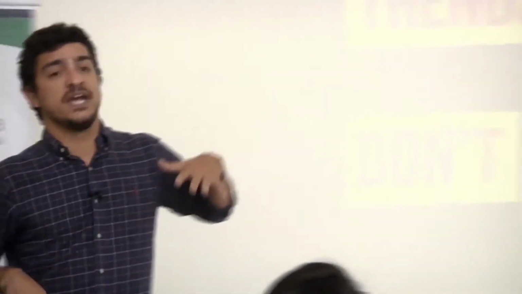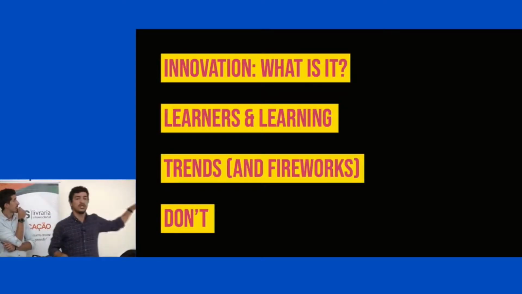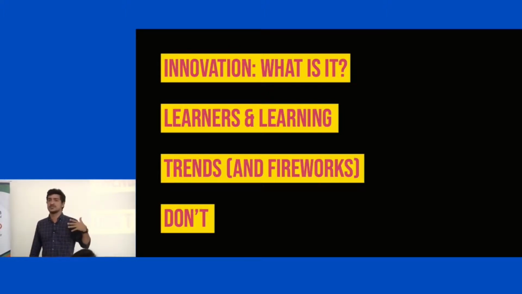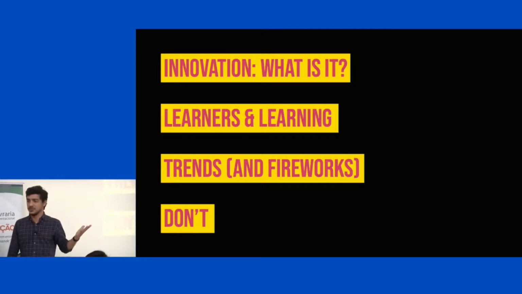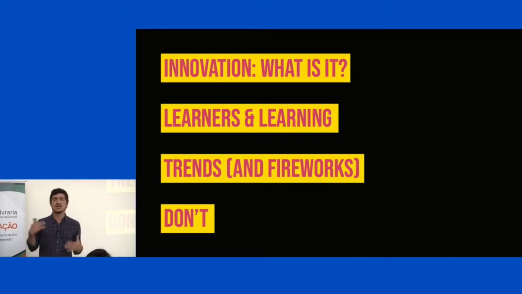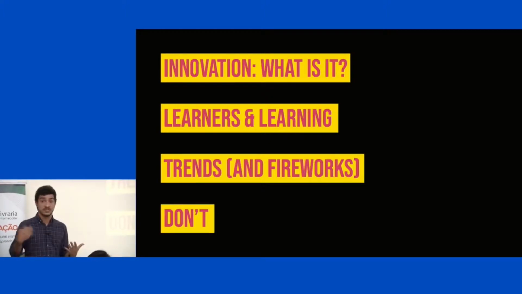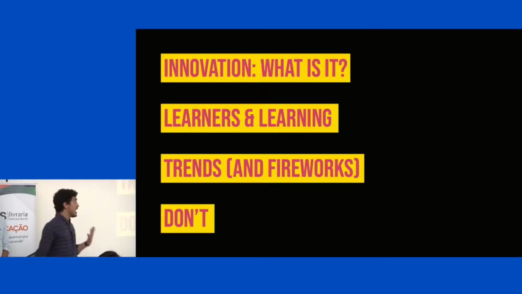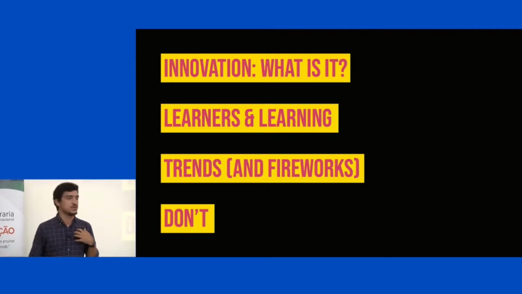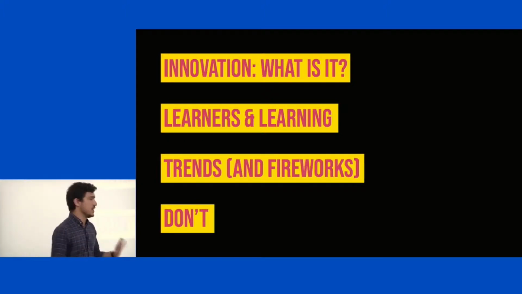This is our agenda for today. We are going to try and define what innovation is. Then we'll be talking a little bit about learners, because they kind of matter to what we do, I think. And then we'll be talking a little bit about trends, things that are happening in the market that might be relevant to our classroom practice. And finally, I'm going to share with you some of my own mistakes and things that I tried and they didn't really have a very happy ending, so that you can try to learn from my own mistakes.